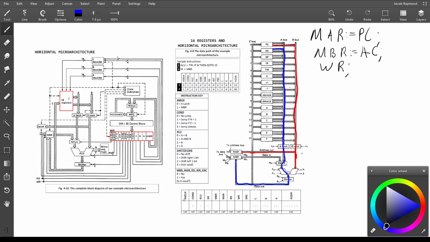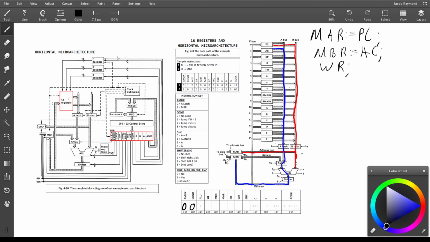Just answer all of these questions. AMUX, where's it coming from? A latch or MBR? Well, clearly A latch. So we can look at the instruction key up here and see that it has to be a 0. Condition. Well, there's no conditions in this operation. If you look at question F, that has the if N go to 0, that's when the condition is going to come into play, or D, where it says go to 25. So condition here is just going to be 0.